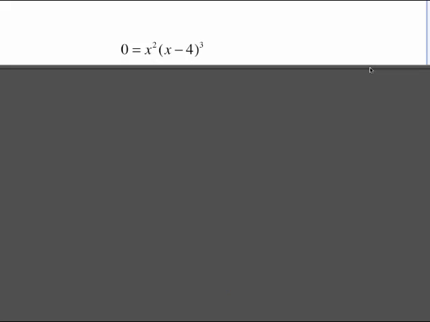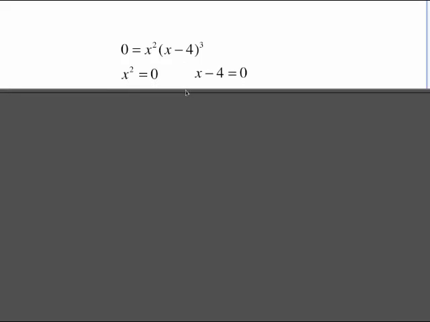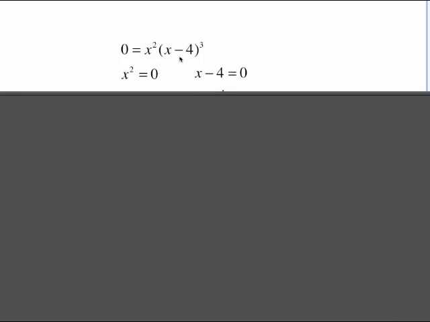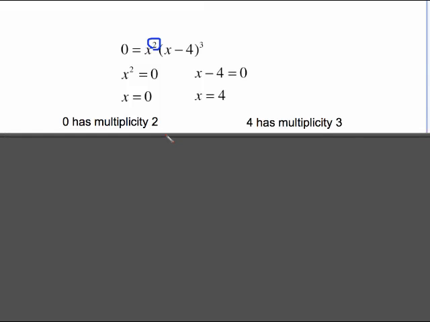This next one is already in factored form, and there are some in the book that are already in factored form, so that all you have to do is set each piece equal to 0. Set x squared equal to 0, set this part equal to 0, and solve. You're going to get x equal to 0 as one of them, and x equals 4 is the other one. But because these are raised to a power, we have multiplicities that are different. X equals 0, because this has a power of 2, we say 0 has multiplicity 2. Because this has power 3, we say this has multiplicity 3.